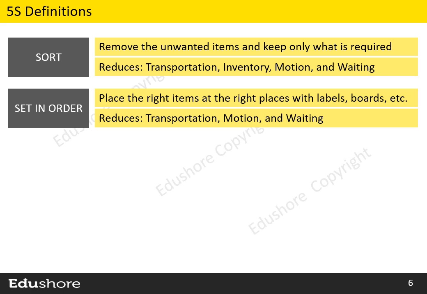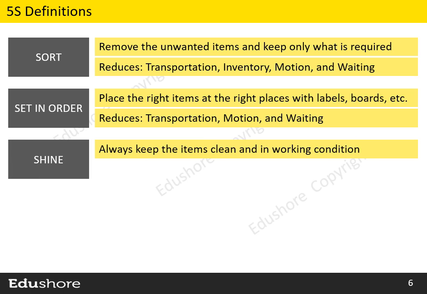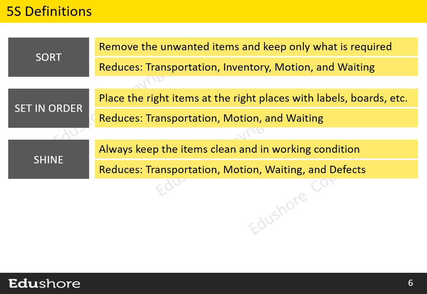The next S is shine. It implies that we need to keep the items shining by always keeping them clean and in working condition. When we do this, we reduce transportation, motion, waiting, and defects waste.